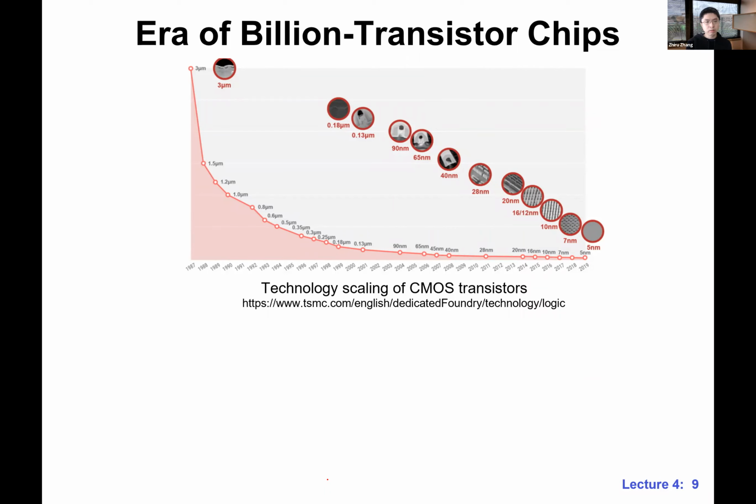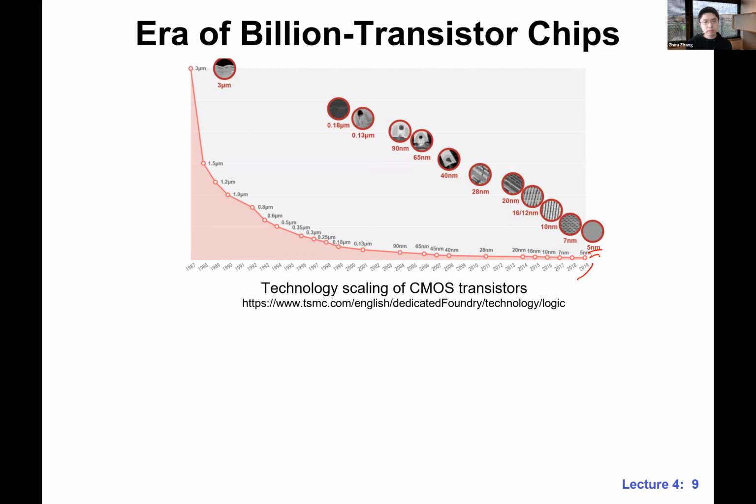Intel also has their own foundry, okay. But for example, the iPhone chips, these GPUs, all of the FPGAs, the ones that you're going to be using, they're produced by TSMC. Okay, this is the curve they're showing, and see here. Right now we are at 5 nanometer technology node.